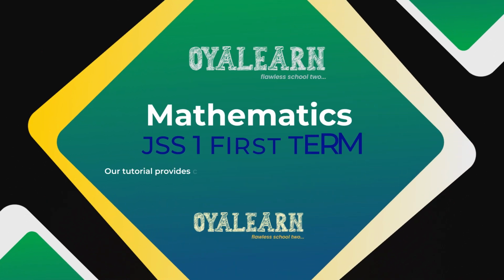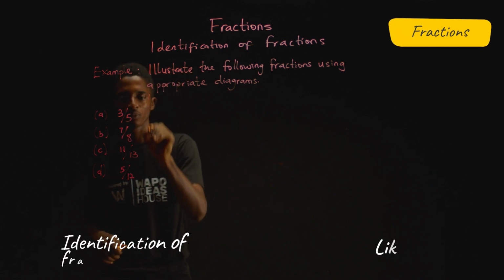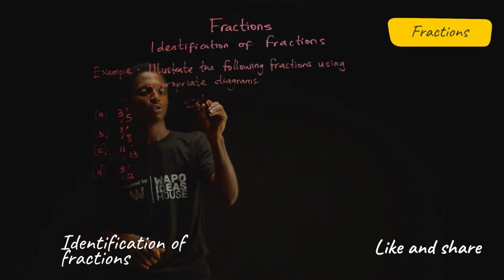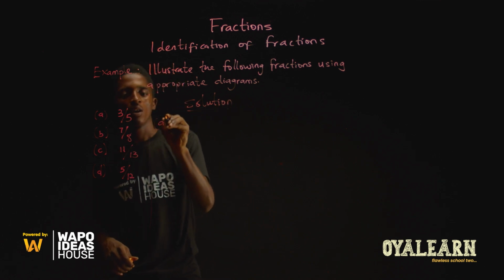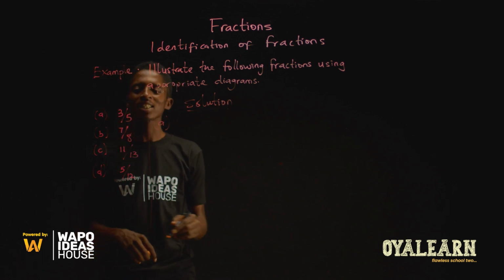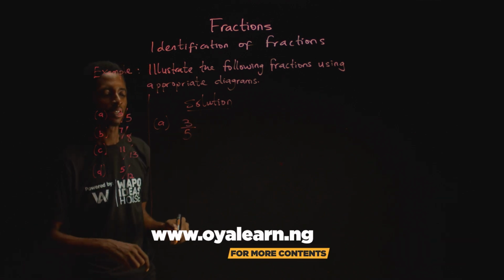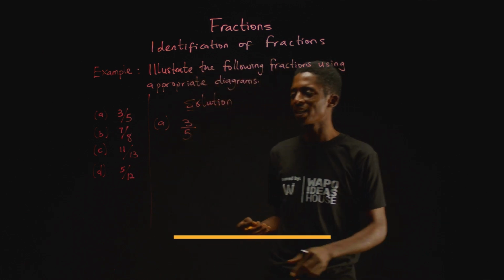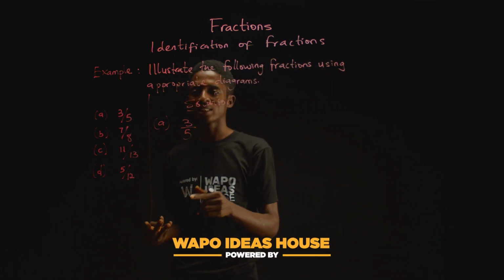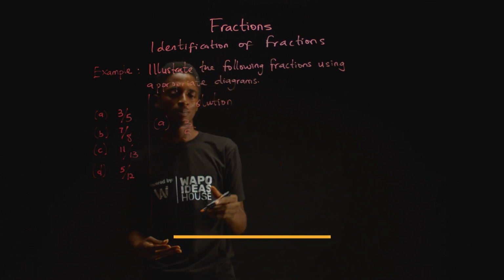Illustrate the following fractions using appropriate diagrams. Solution. Question A has the fraction 3/5. That means we need to draw a shape that has been divided into 5 equal parts, and then out of those 5 equal parts, we need to shade 3 of them.